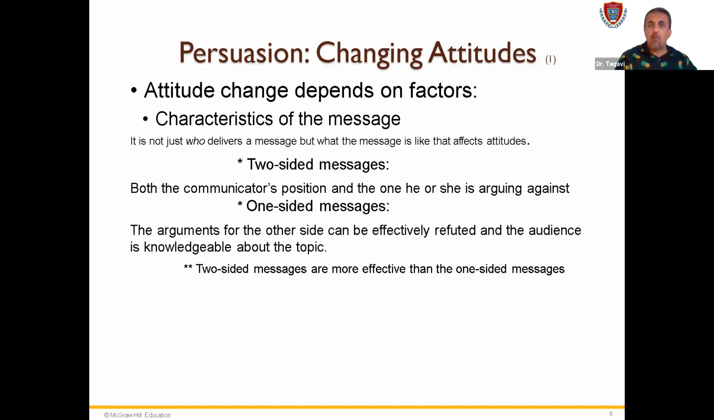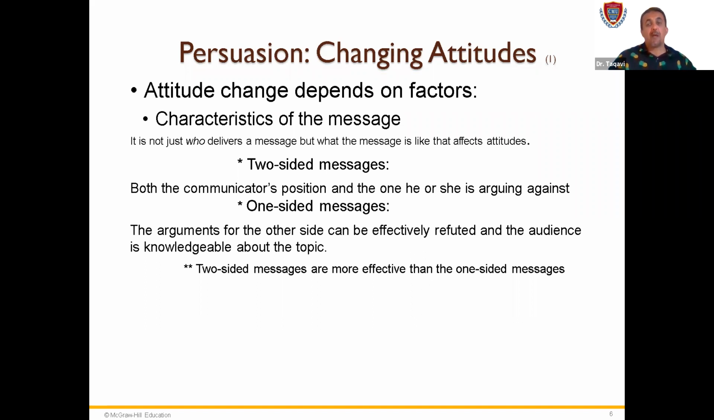Two-sided messages and one-sided messages. In two-sided messages, both the communicator's position and the one he or she is arguing against are the matter of the message. And in one-sided messages, the arguments for the other side can be effectively refuted and the audience is knowledgeable about the topic. So these are the nature of the message, the characteristic of the message. A message can be a two-sided message or a one-sided message.